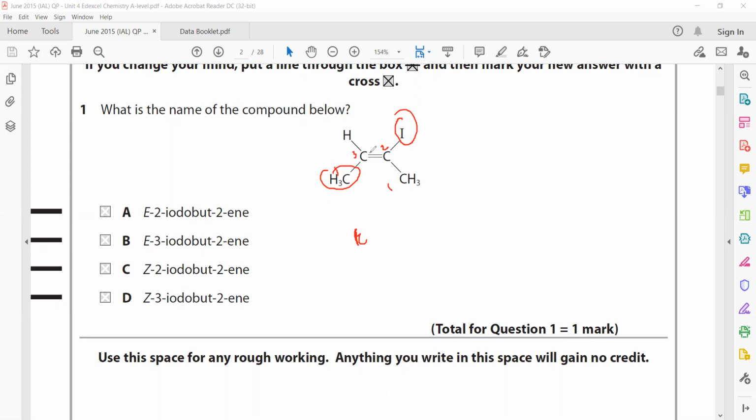So second position, first the isomer is E. Then second position we have iodine, so 2-iodo. There are 4 carbon atoms, that's why it is but, and because the double bond is between second and third, so it is 3.